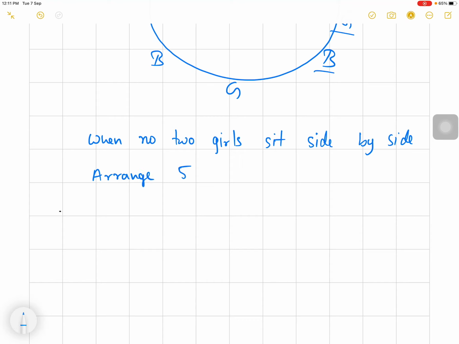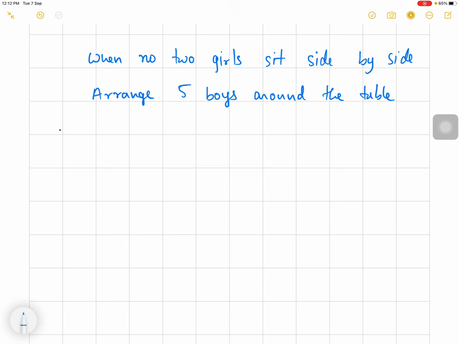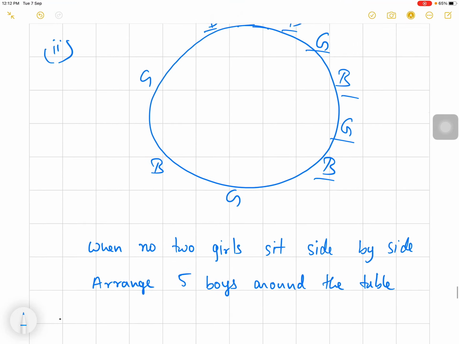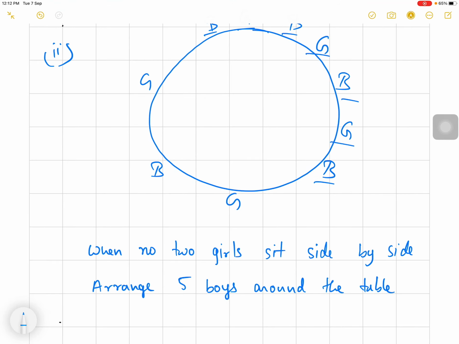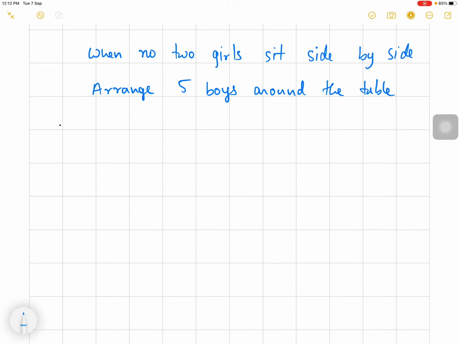Arrange 5 boys. You can arrange 5 girls first also, no problem. Arrange 5 boys around the table. So the number of ways will be 5 minus 1, because 5 boys are sitting in a circle. Okay, we are taking 5 boys first. They are sitting in a circle. So 5 minus 1 factorial.